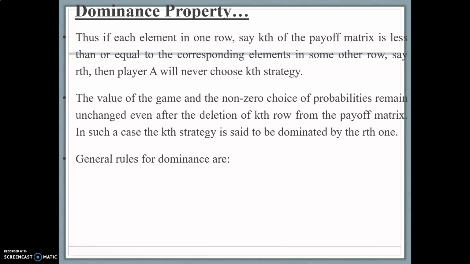Thus, these are some of the rules which are used in game theory to find out the dominant strategy, right? If each element in one row, say kth, of the payoff matrix is less than or equal to the corresponding elements in some other row, say rth, then player A will never choose the kth strategy. The value of the game and the non-zero choice of probabilities remain unchanged even after the deletion of the kth row from the payoff matrix. In such a case, the kth strategy is said to be dominated by the rth one. So there are some general rules used in game theory to find out the dominant strategy in the payoff matrix.